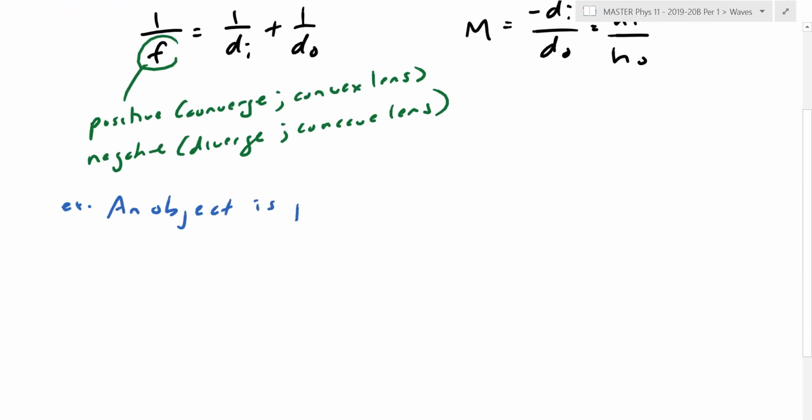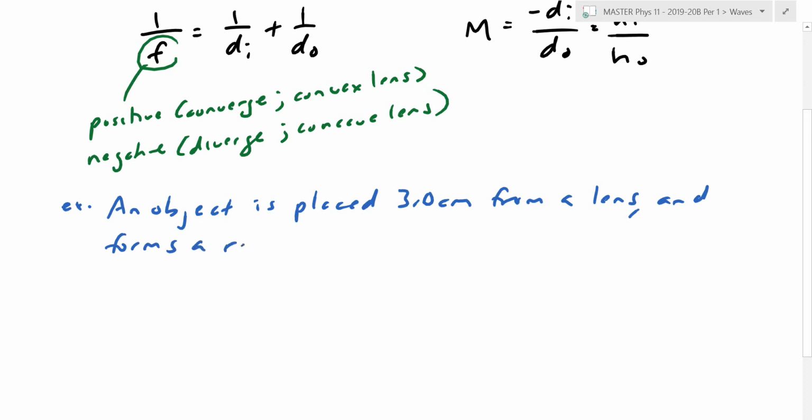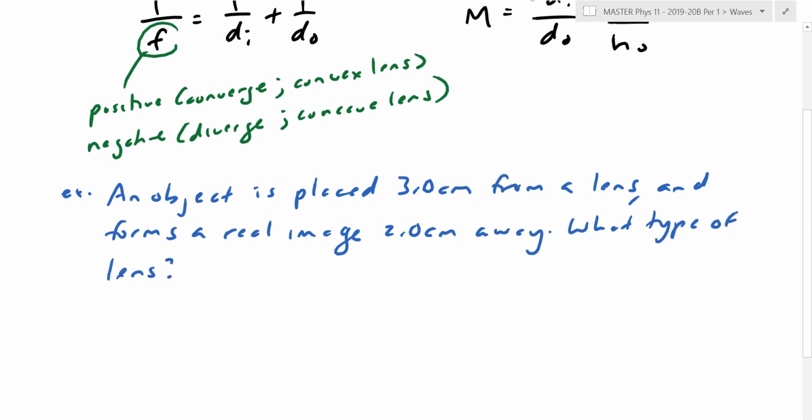An object is placed 3 centimeters from a lens, and forms a real image, one that you can project on a screen, 2 centimeters away. I just want to know what type of lens this is. Is this a concave lens? Is it a convex lens?